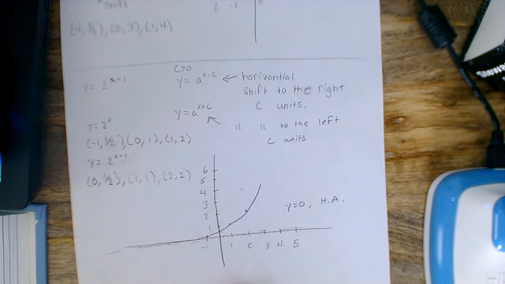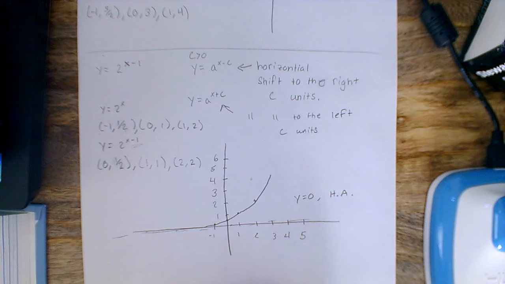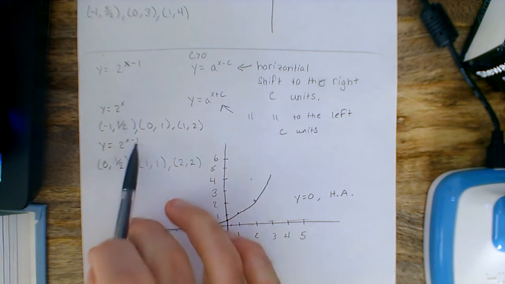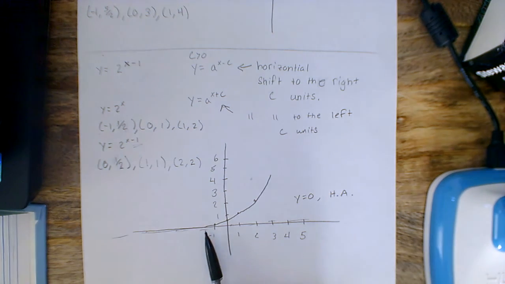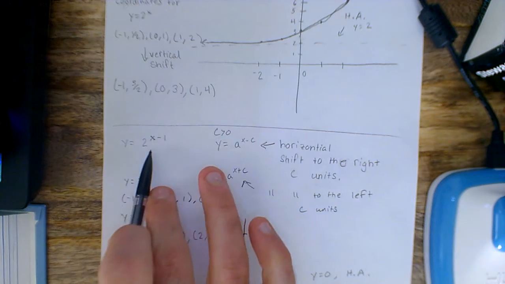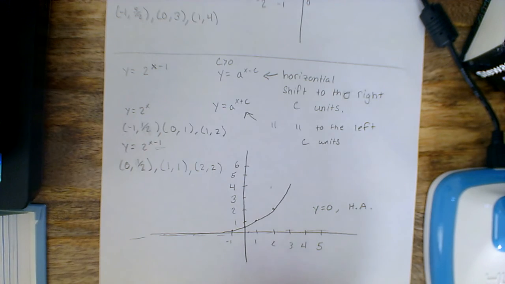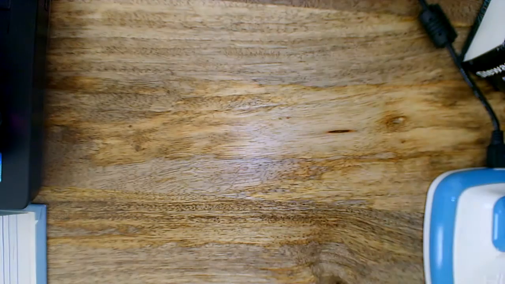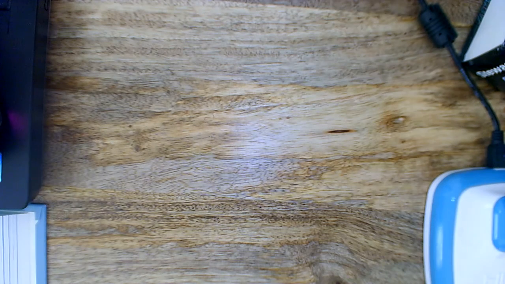Okay, so you can see that because we had 2 to the x minus 1, that original 2 to the x graph right here is just shifted over to the right 1 unit when you graph 2 to the x minus 1. Okay, so we have 2 more to graph here.